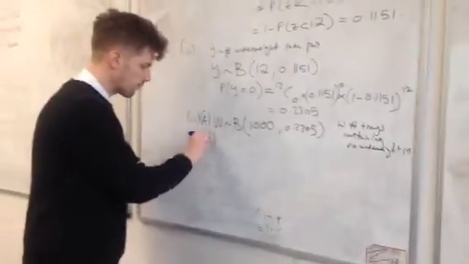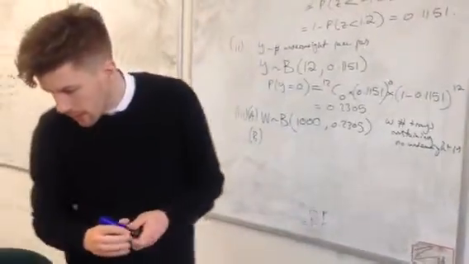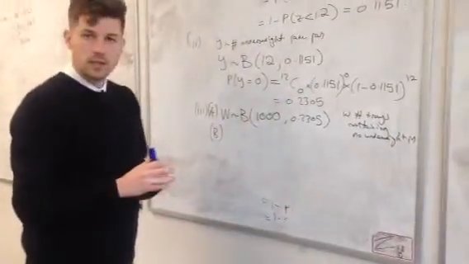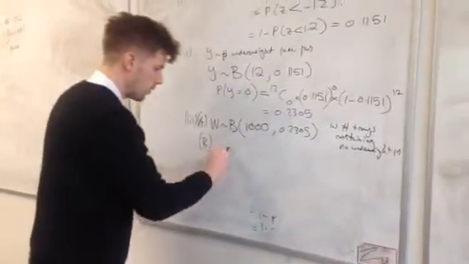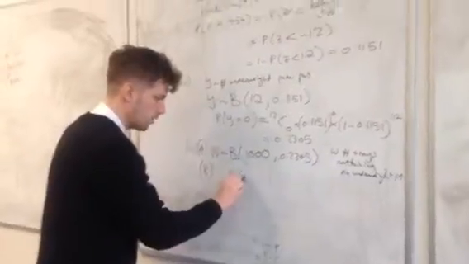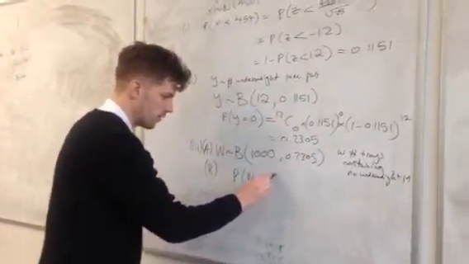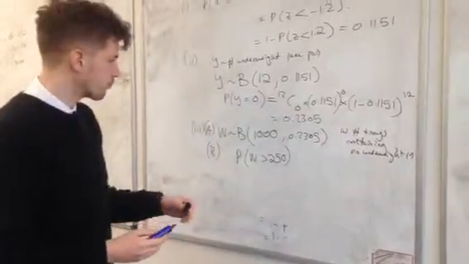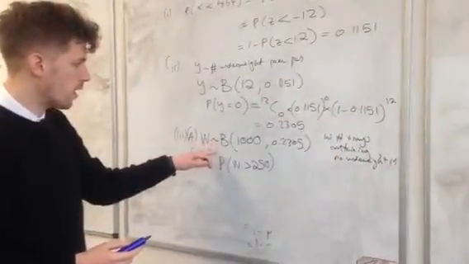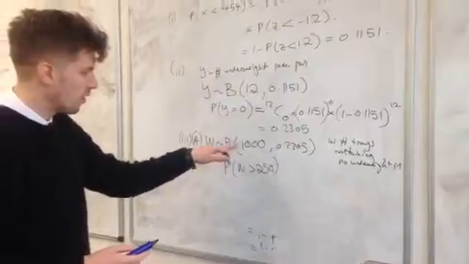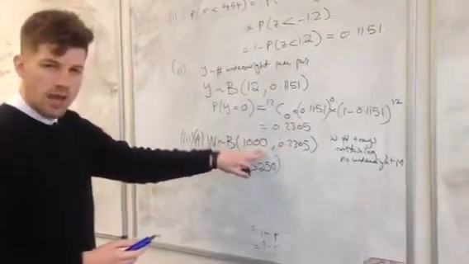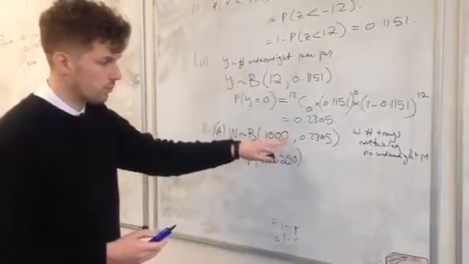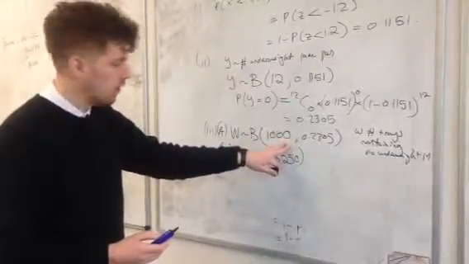Part B, we're asked to find the probability that at least 250 of the 1,000 trays contain no underweight jam jars. So the probability that W is at least 250. And we're told to use an approximation. So we're going to approximate this to the normal distribution. Normally when you have a very large n value, we're going to choose normal rather than Poisson because they can be looked up in tables more easily.